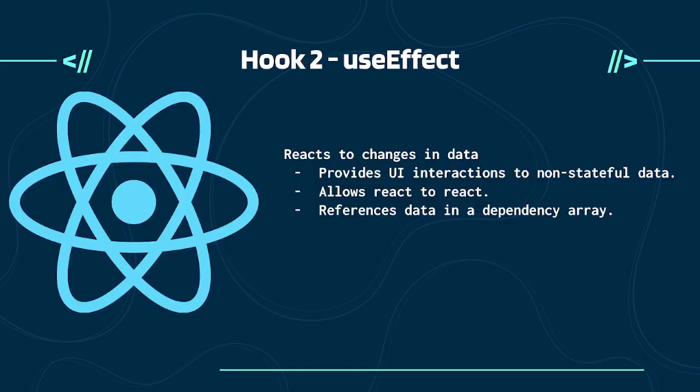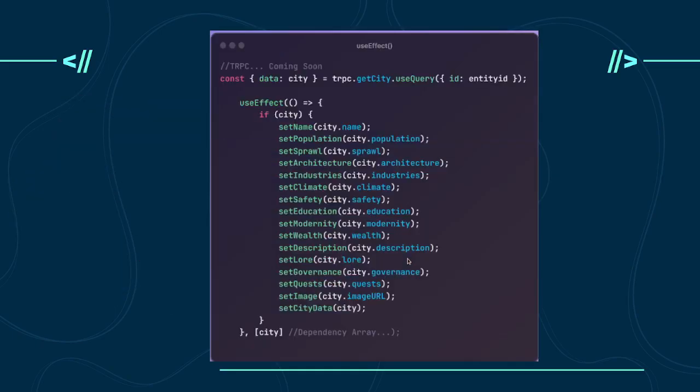The other one is useEffect. This lets you do something in response to something changing. It lets you react. A lot of shitty puns here, guys. It provides UI interactions to non-stateful data, and it allows React to react. The way that it works, essentially, this is one of my projects again. But essentially, we get some data from an API, right?